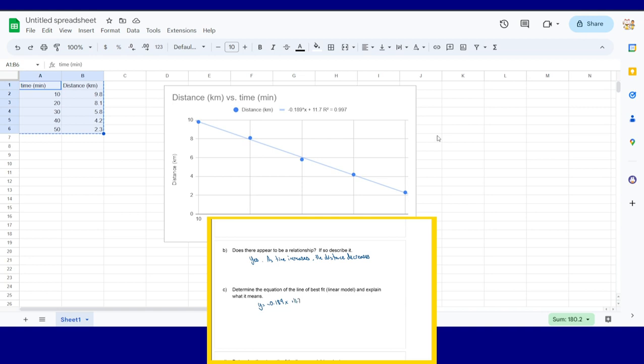Now what does this mean? Well, if I look at the m value, the slope, the negative 0.189, that's our m value. That's telling us that for every change of 1 in the independent variable, the dependent variable is going to change by this amount. So for every 1 minute, the cyclist gets 0.189 minutes closer to home.